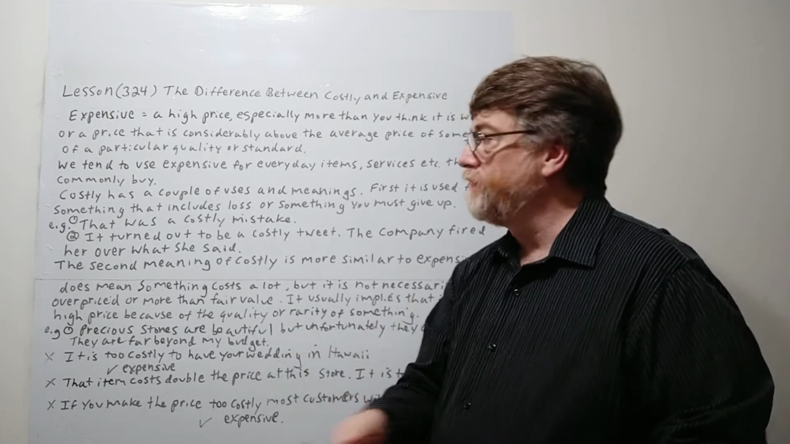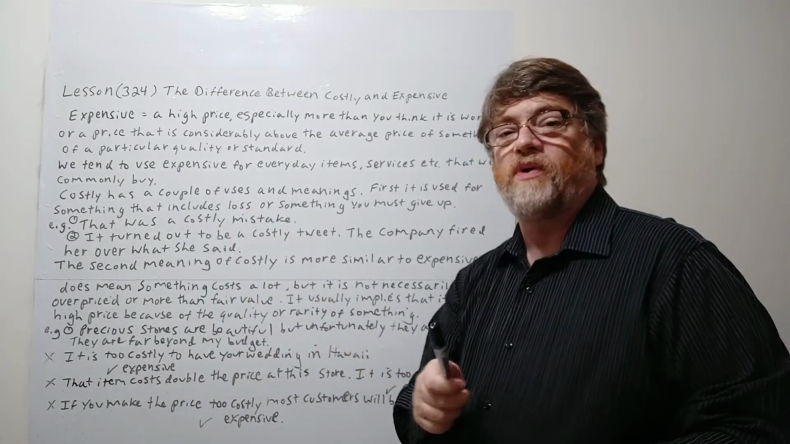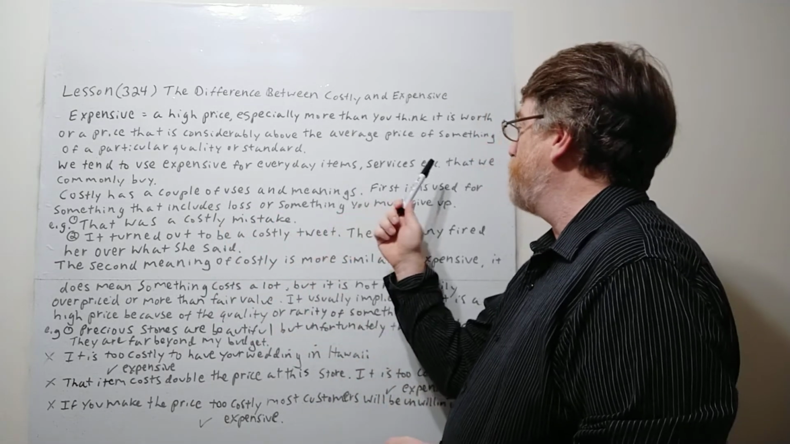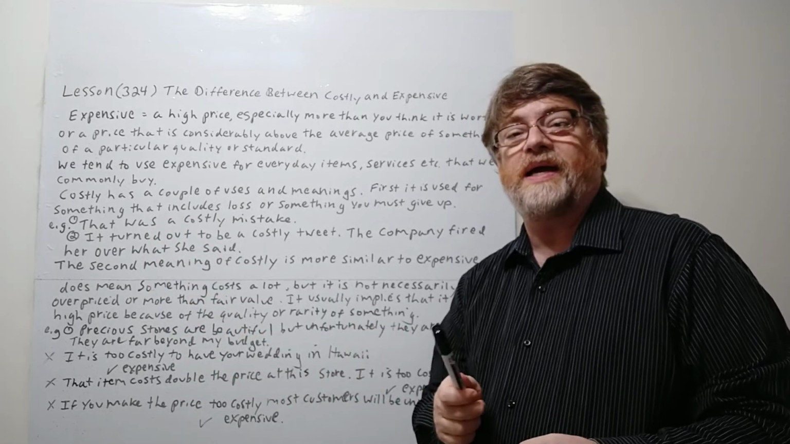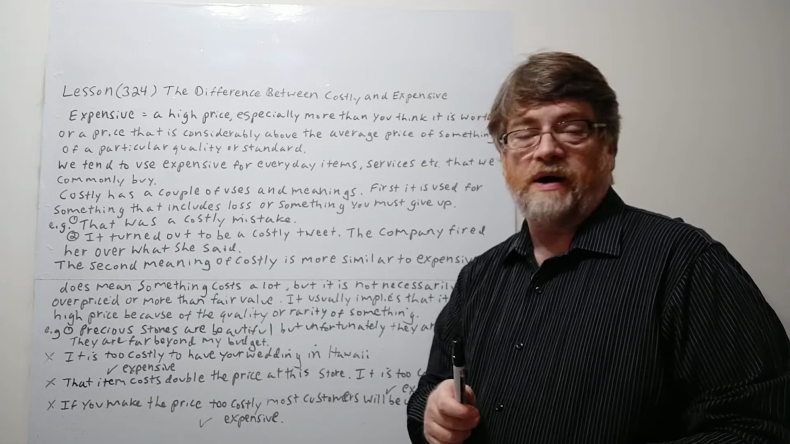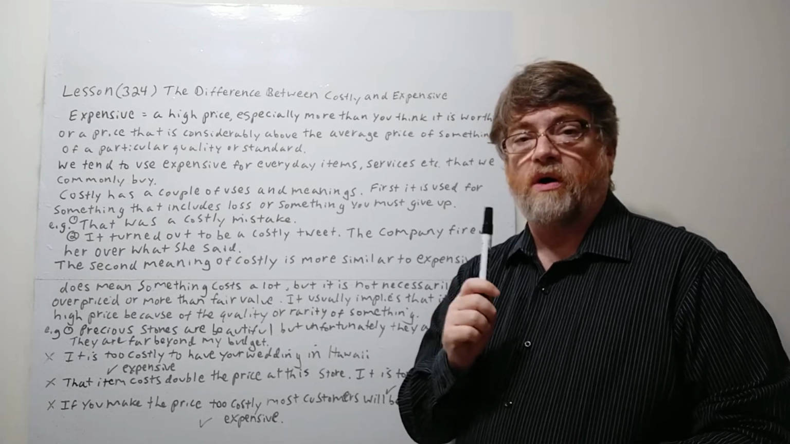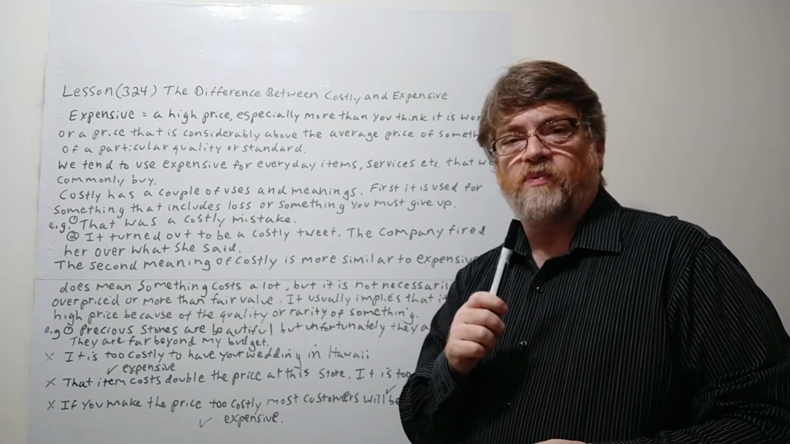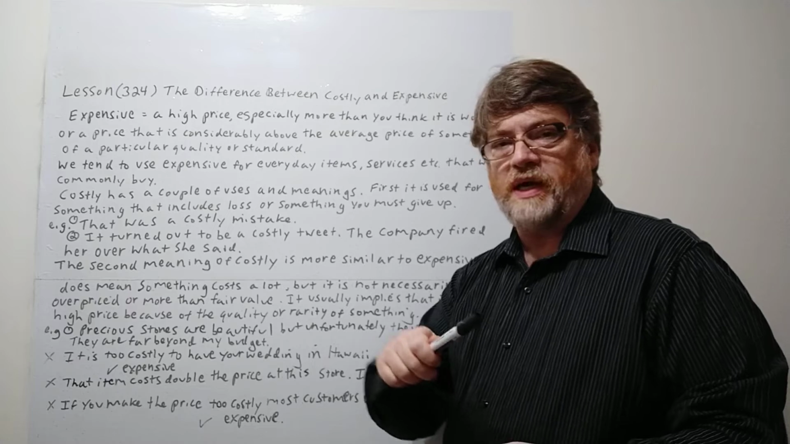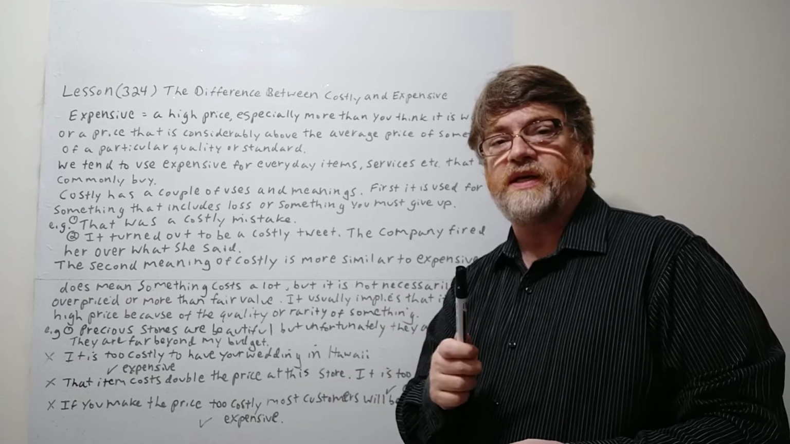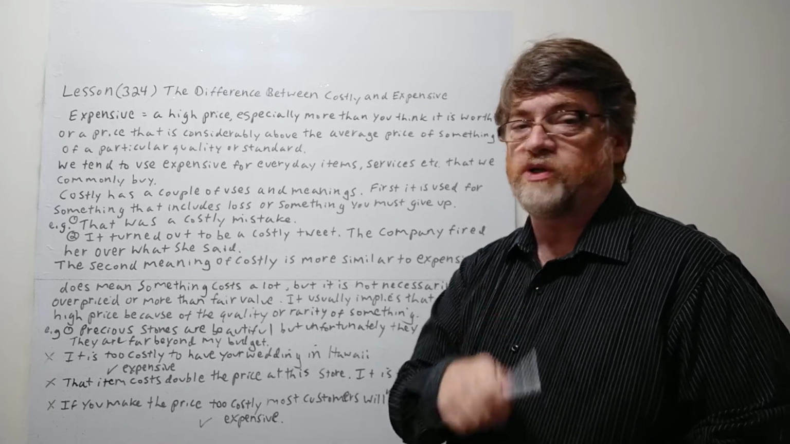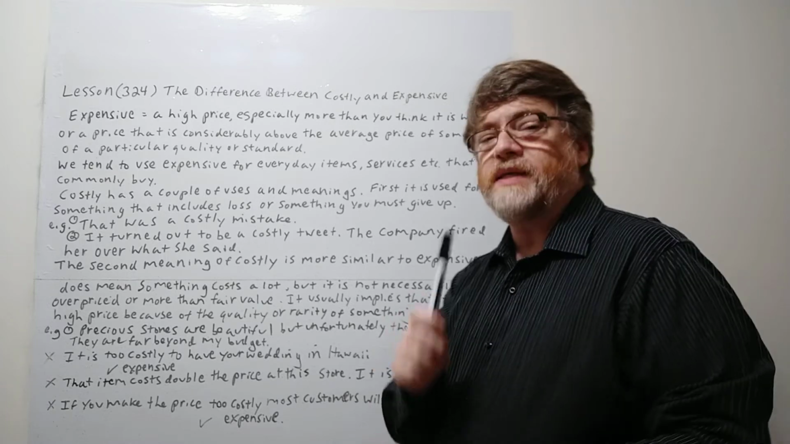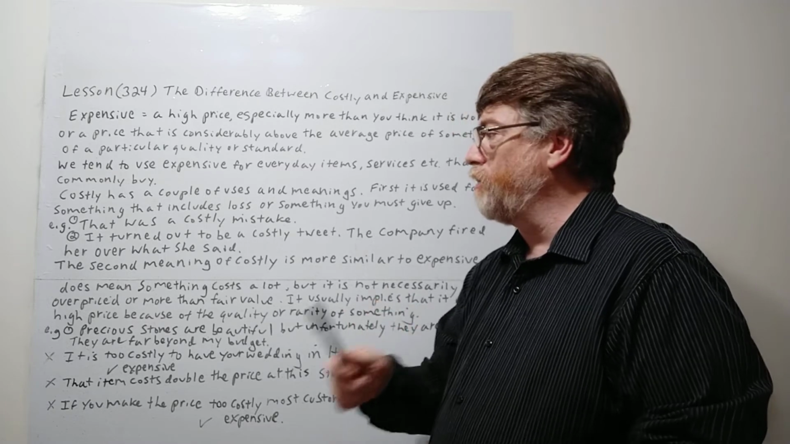Let's continue here. We tend to use expensive for everyday items, services, etc. that we commonly buy. As opposed to when we get to the word costly, when we use it in regard to a high price, it usually is for things that are almost always a high price. So there's a difference right there. All right, let's continue. Look at the note here.